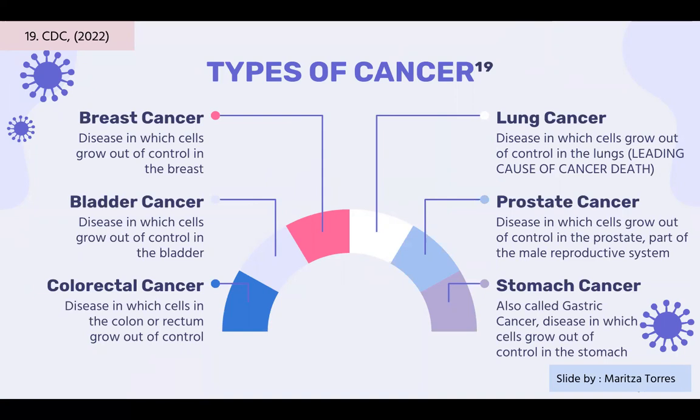Lung cancer is actually the leading cause of cancer death, which is cancer in the lungs. Colorectal cancer is found in the colon or rectum. Bladder cancer is where cells grow out of control in the bladder, and breast cancer is found in the breast.